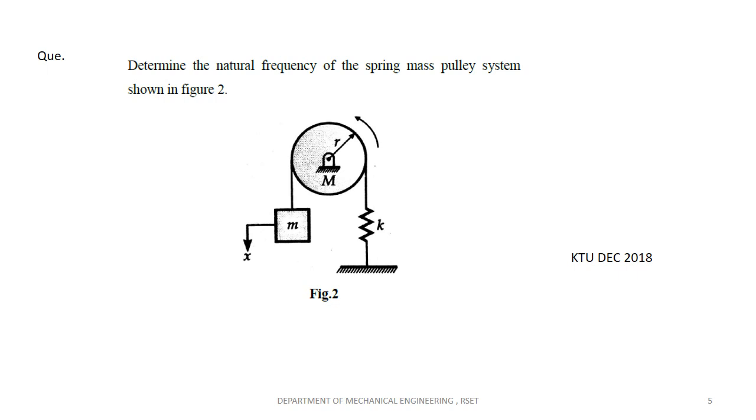So you can write the equation of motion of the pulley, or you can write the equation of motion of the mass and find out the natural frequency. You can use two methods: either Newton's method or the energy method. This problem I will solve using both methods, so that you will understand how we can do the same problem by using Newton's method and the energy method. This problem was asked in the KT examination in December 2018.